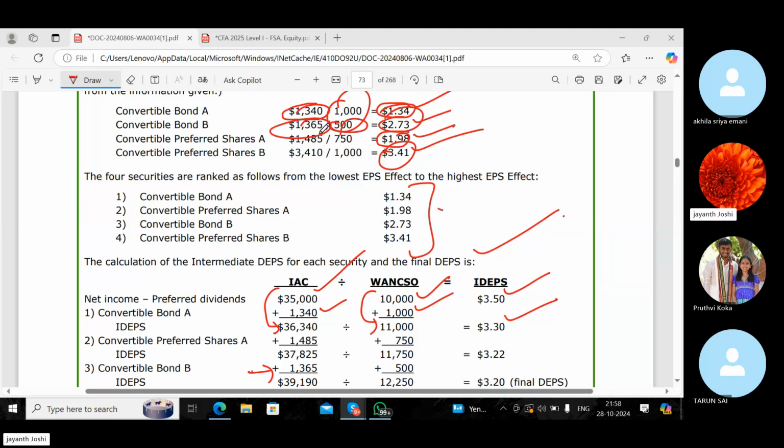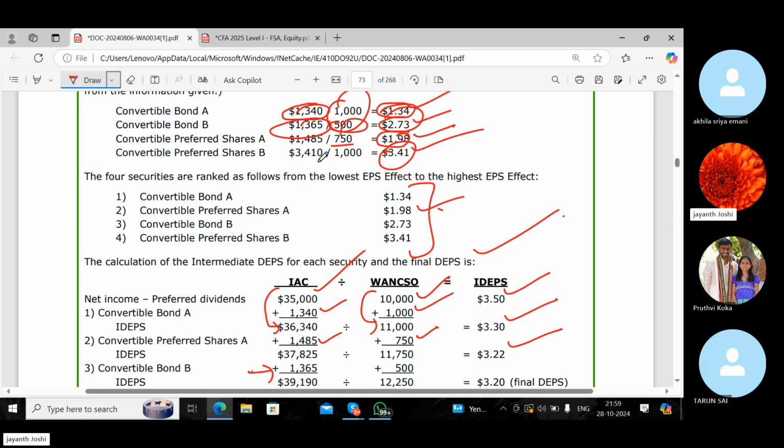Convertible bond B. First convertible bond A, then preferred share A. Just a second. Oh, this is the ranking, right? Okay, I'm just seeing here. So second is preference share A, and for preference share A, 750 in the denominator and numerator 1,485. I am checking here. Actually, it's here. Okay, ranking is given here. Okay, fine. And then you have diluted EPS, and then the fourth one 2.73. After that, then it is 3.41.